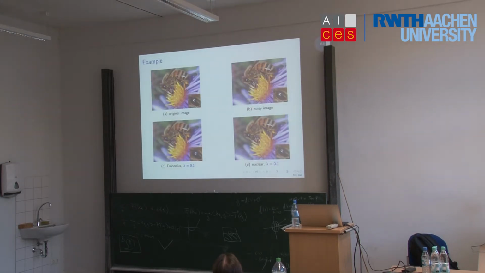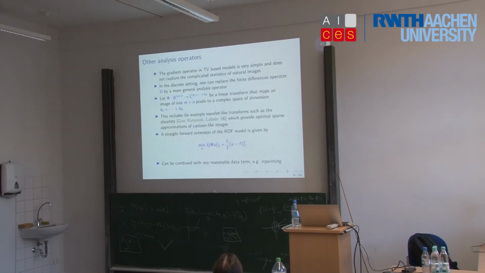And here's a small comparison. Original image, noisy image, and this is when you take the Frobenius norm, and this is when you take the nuclear norm. So this means the L2 norm on the singular values, and this means the L1 norm on the singular values. And you see that you get slightly more structure, but it's very subtle differences only here. It's just to mention that you can easily extend this to color images.